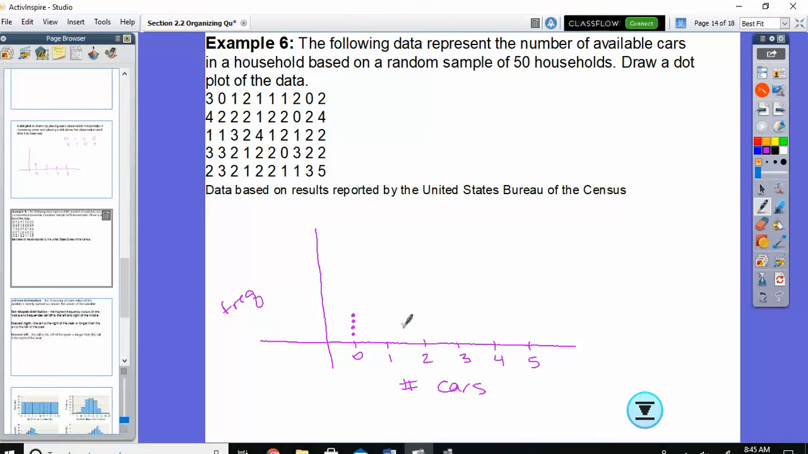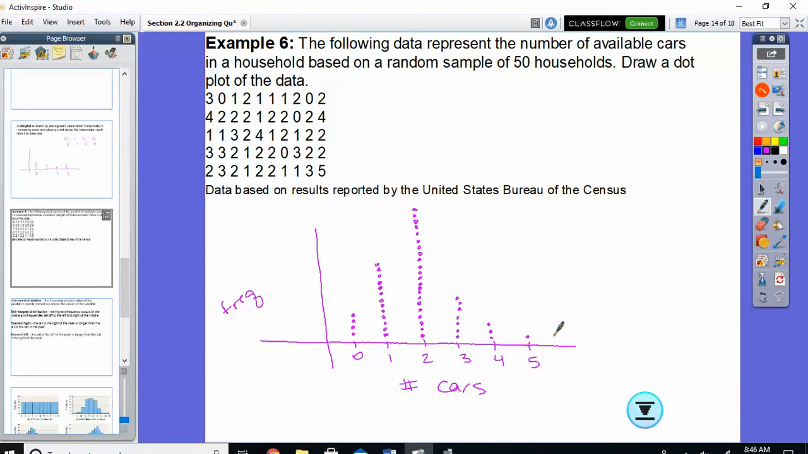You do want to try to space them out the same every time. So 1, we had 13. 2, we had 22. 22 dots. 3, you had 7. 4, we had 3. And 5, we had 1.